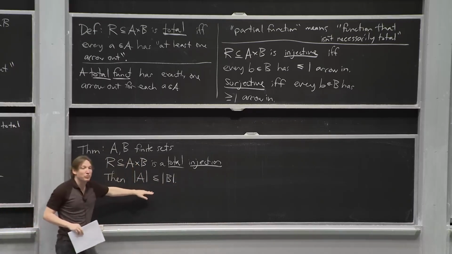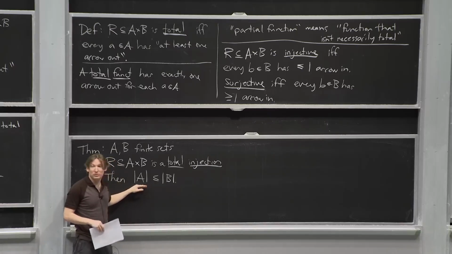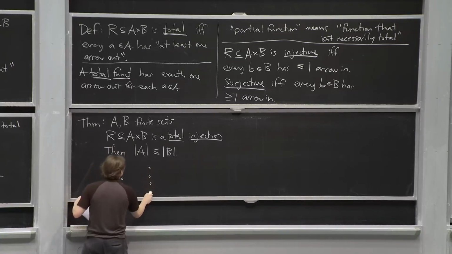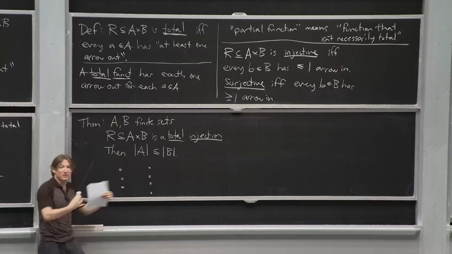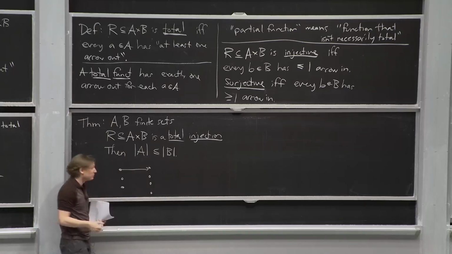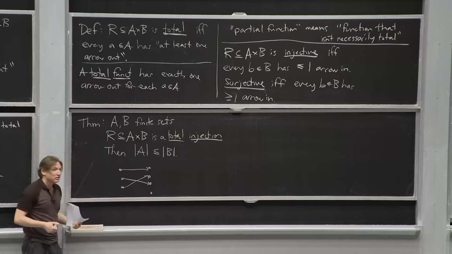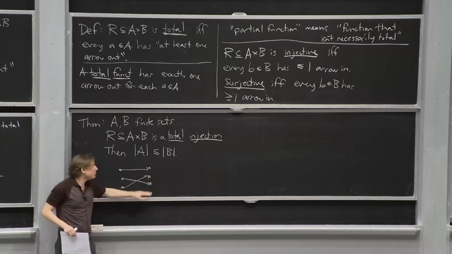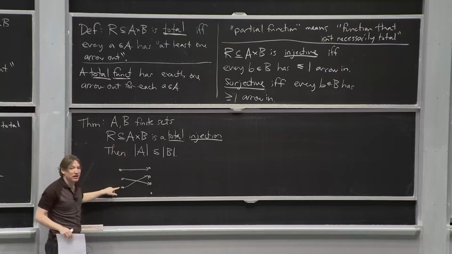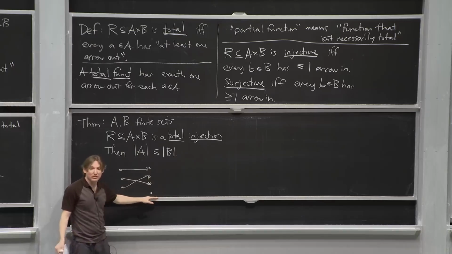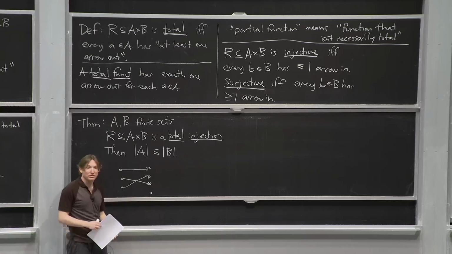If we can find a total injection from one set to another set, then the set on the left is smaller, or at most the same size. And let's draw a picture to see why. So total injection means that everything on the left has at least one arrow out. Total means that. And injection means we never hit the same thing on the right side twice. So there's always an arrow out on the left side, and there's at most one arrow in on the right side. And so all this is saying is that the number of elements on the left is at most the number of arrows, because everything on the left has at least one arrow out. And the number of elements on the right side is at least the number of arrows, because everything on the right has at most one arrow in. So that's why this is true.